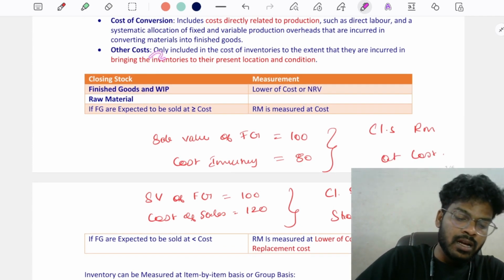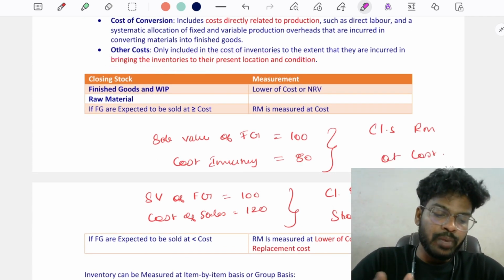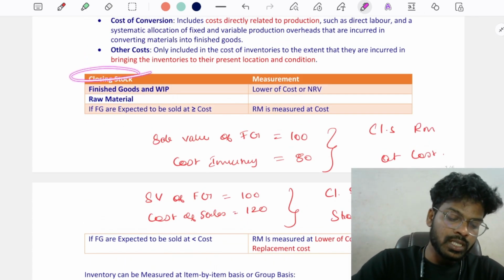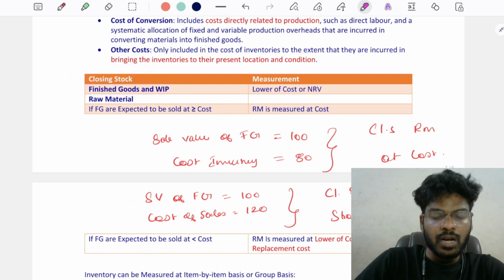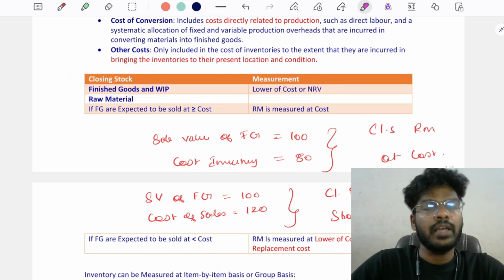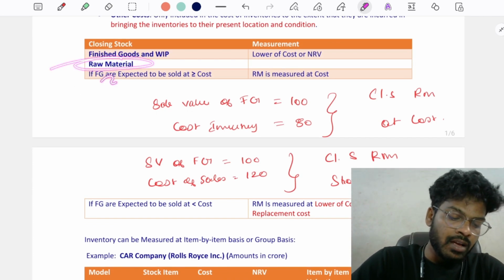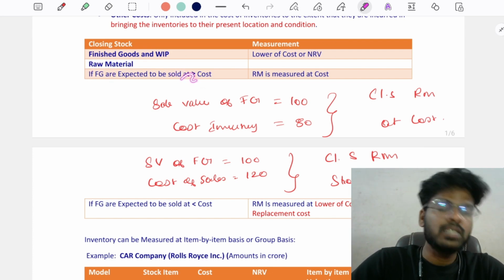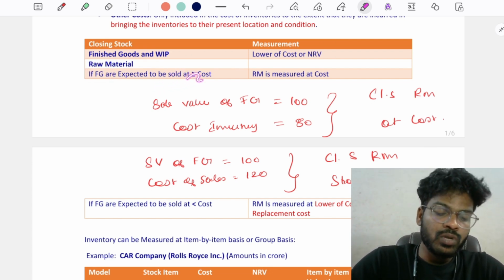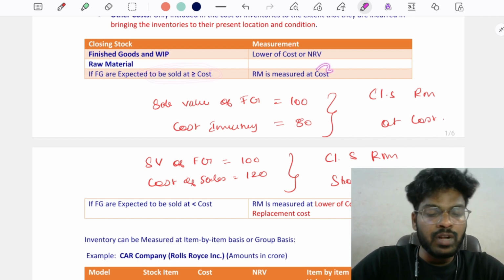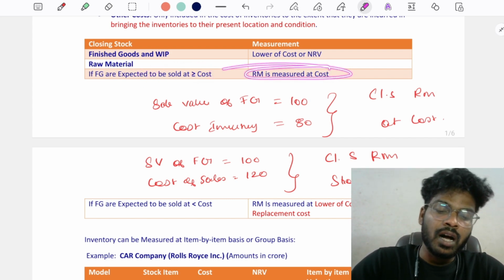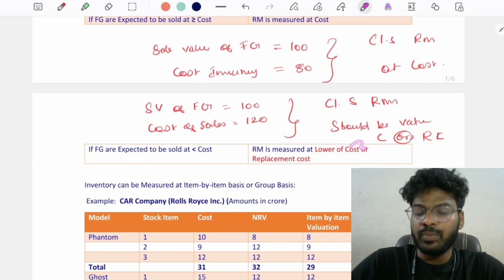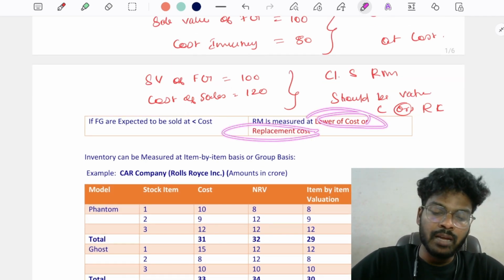Next is other costs, which are necessary to bring the inventory to the present location and condition. Measurement of closing stock, that is finished goods or WIP, is valued at the lower of cost or NRV. In case of raw material, we need to check whether the finished goods are sold above cost or below cost. If the finished goods are sold above cost, we will value the raw material at cost. If the finished goods are expected to be sold below cost, then we need to measure raw material at the lower of cost or replacement cost.